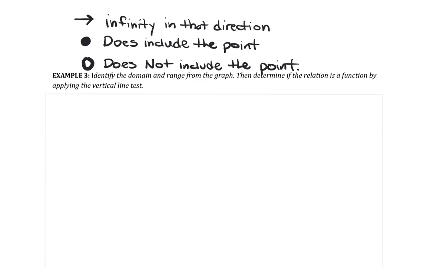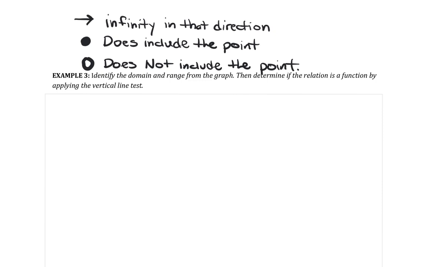Before we get started, I want to reiterate these 3 things up at the top that I wrote. If the graph ends or starts with an arrow, that means that the graph is going towards infinity in that direction. If the graph starts or ends with a filled in point, it does include that point. If the graph starts or ends with an open circle, it does not include that point. So that informs your inequality symbols.